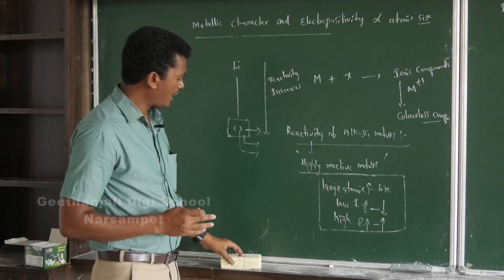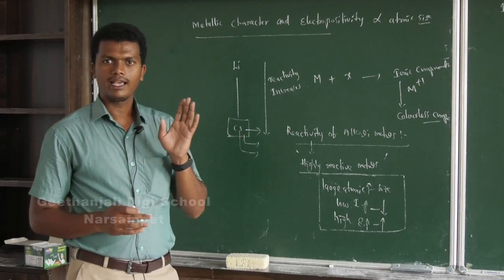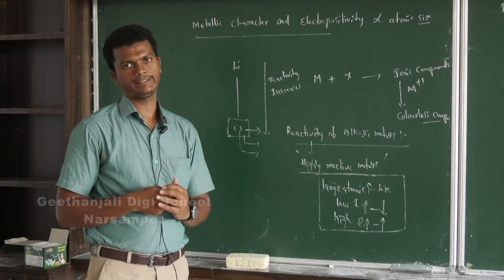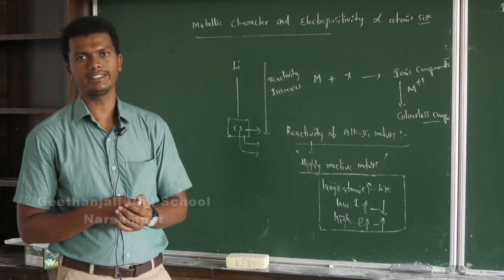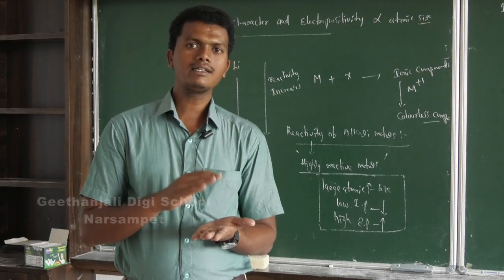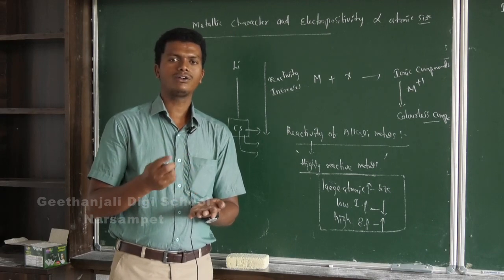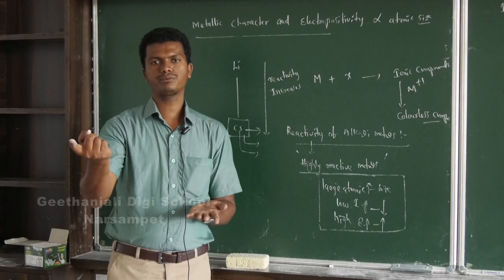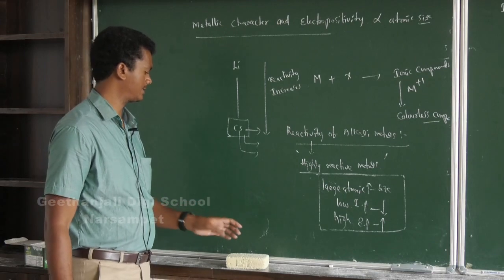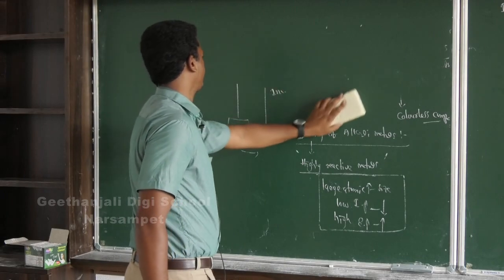So to avoid that reactivity, to keep those elements in their elementary state, we store these alkali metals in kerosene or in any organic liquid. When they are stored in an organic liquid, we avoid the contact of these elements with the atmosphere. As we are avoiding the contact between these alkali metals and the atmosphere, we reduce the chemical activity of these alkali metals. So that is about reactivity, which is a very important property of these alkali metals.